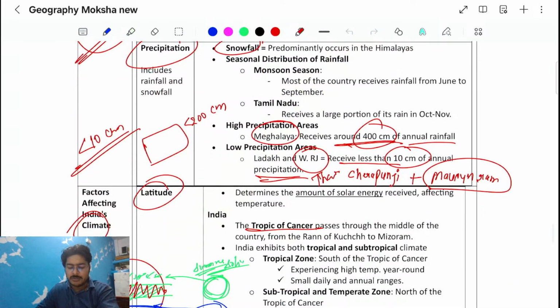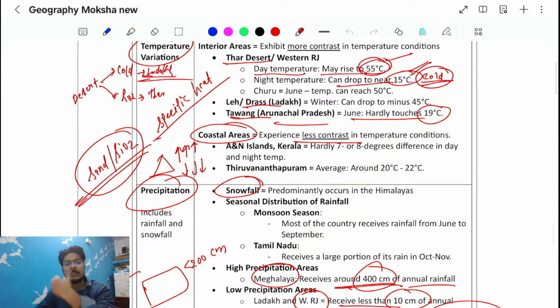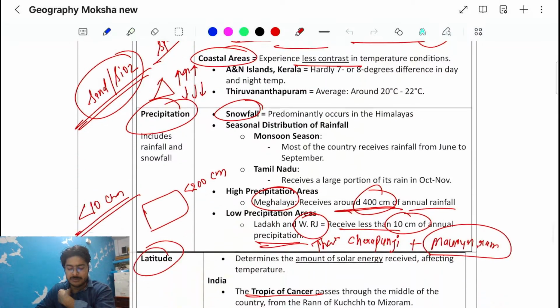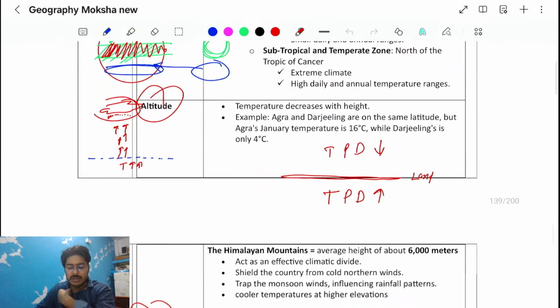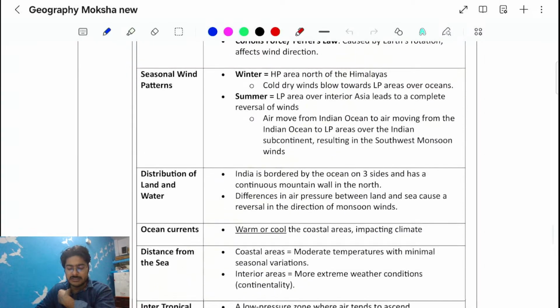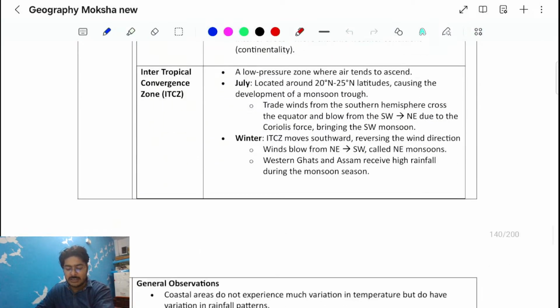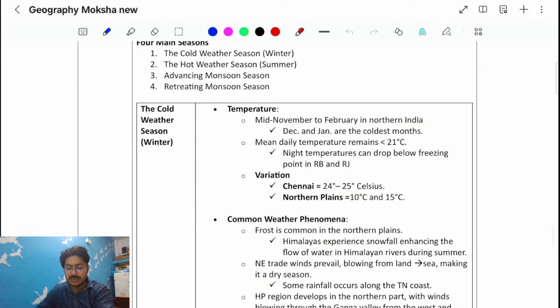Okay, and then we talked about the precipitation, and overall how the climate and the factors of the climate are affected, whether by precipitation, latitude and altitude, or the relief features. This is what we have understood. ठीक है ना, oceans, distance from the sea and intertropical convergence, these things we understood. ठीक है.